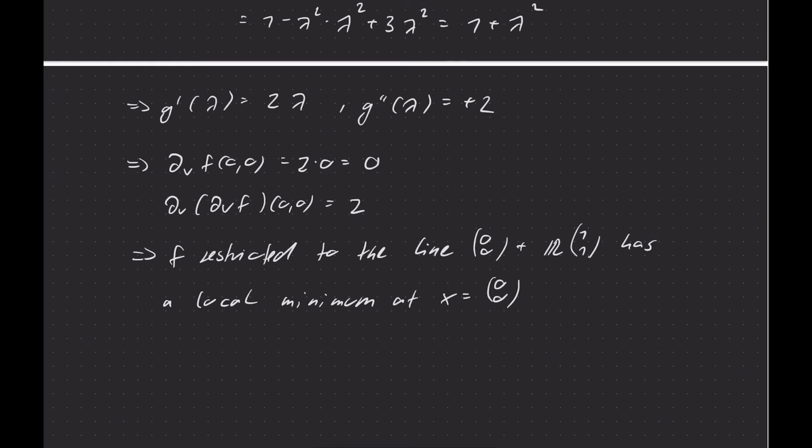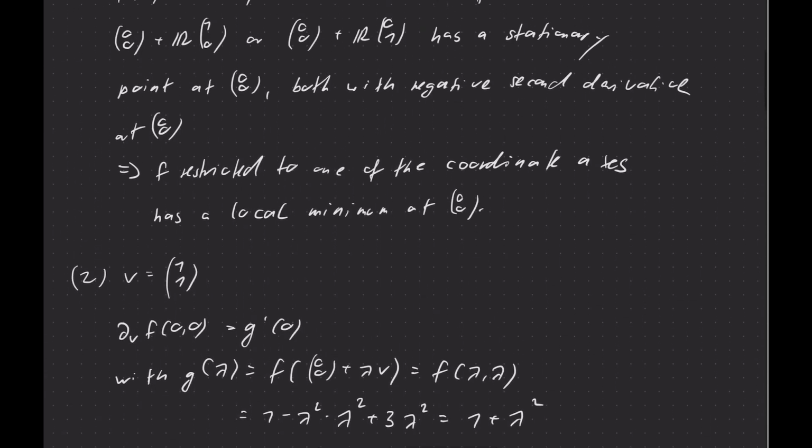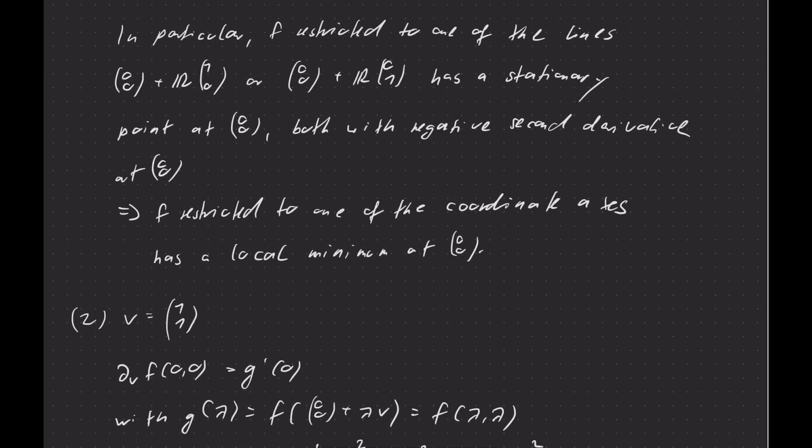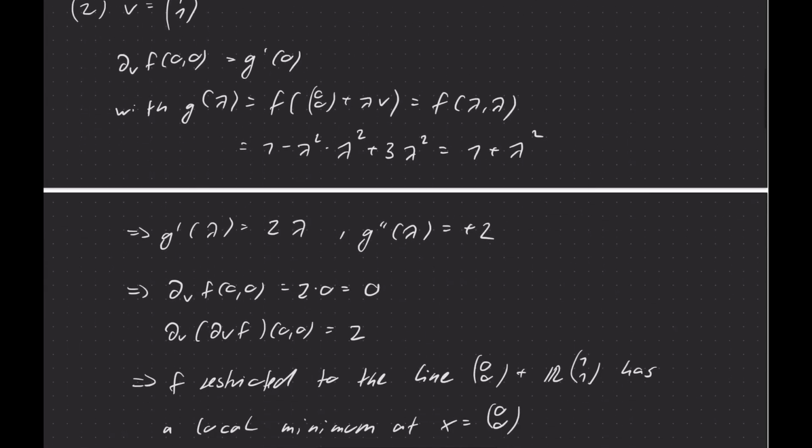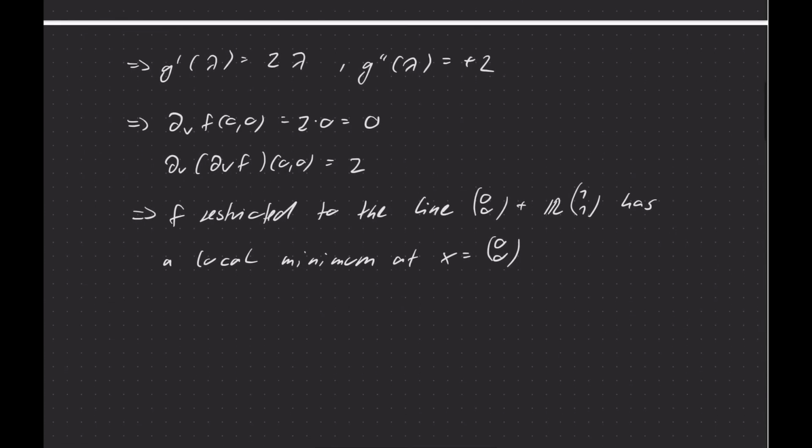And I was just realizing that actually I made a mistake before. Of course, I think I claimed here wrongly that f had a local minimum at 0, 0. That is of course wrong, and that should be a local maximum. Okay, again, consistent with our findings from before.